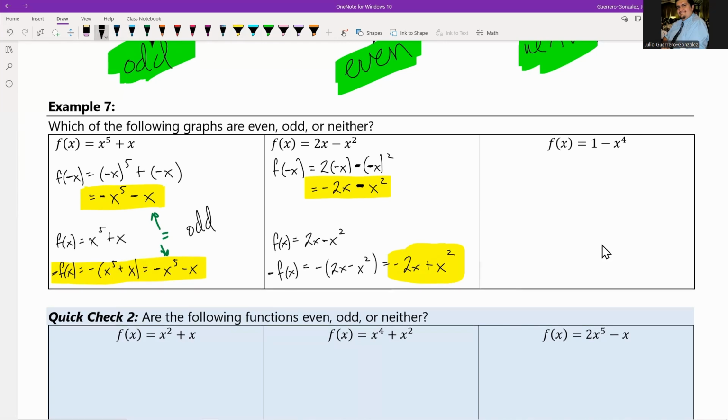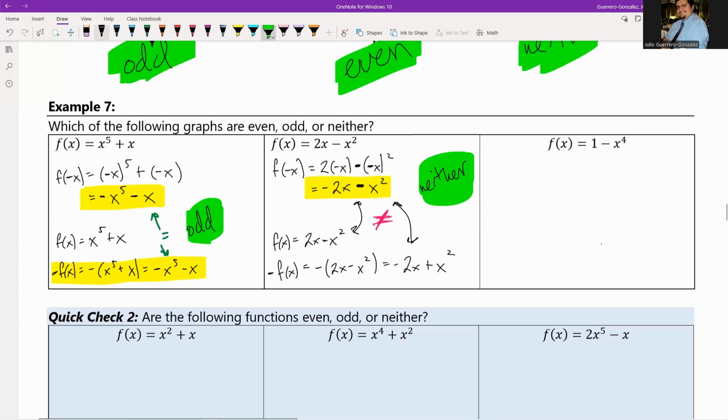So between both of these, let me get that highlight out the way. There we go. Between that one and that one, these are not equal, so this one is neither. So that one was odd. This one was neither. Okay, last one. Hopefully you guys see what's going to happen.